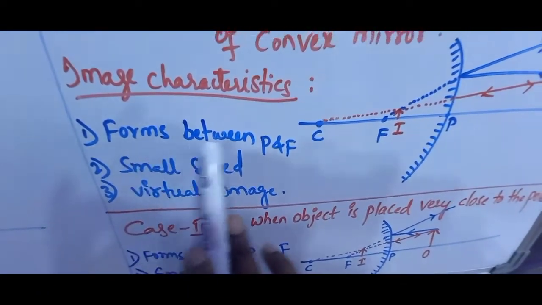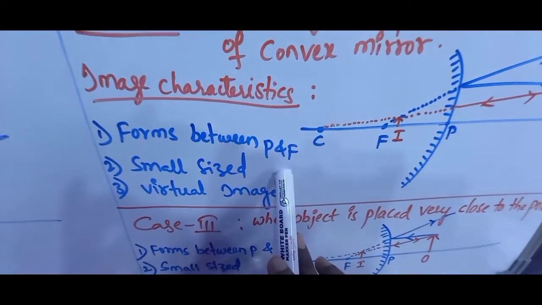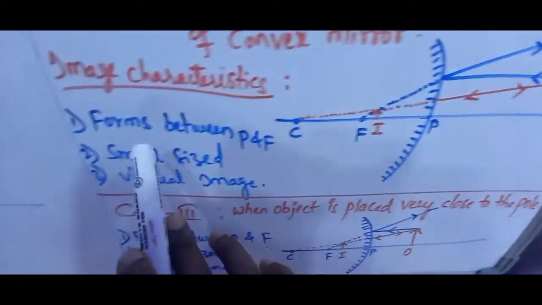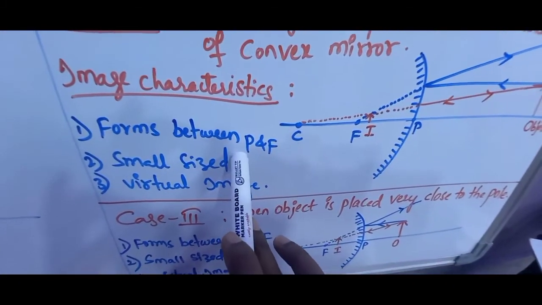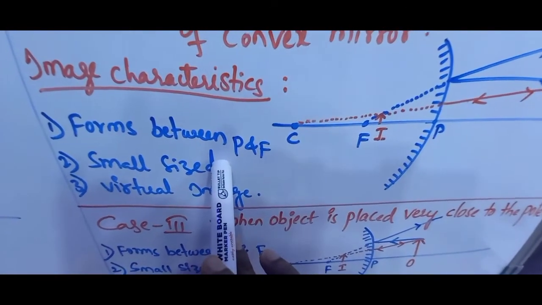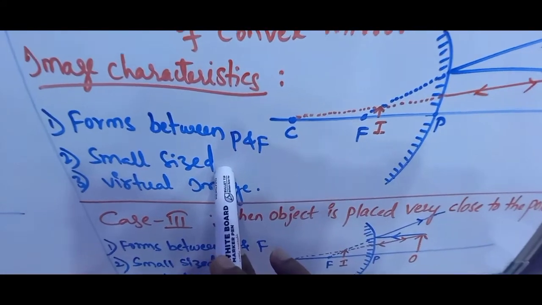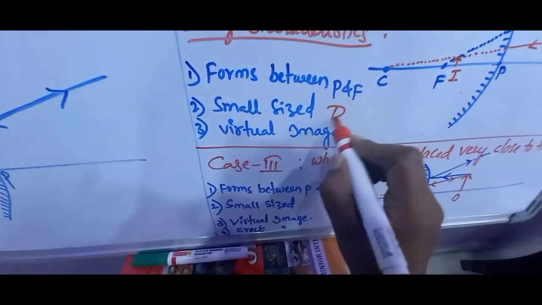The image is formed between pole and focal point. And if you see the size of the image, it will be smaller than the size of the object. So a diminished image is formed. Diminished image means a small sized image. The image is smaller than the size of the object. In that case, we call it a diminished image.